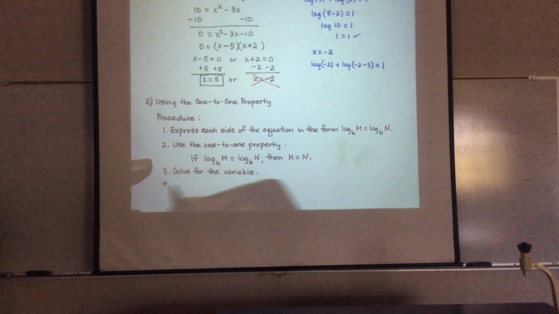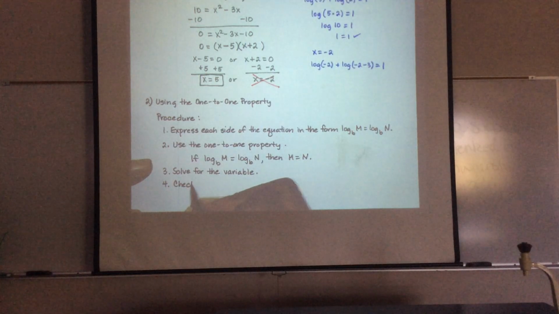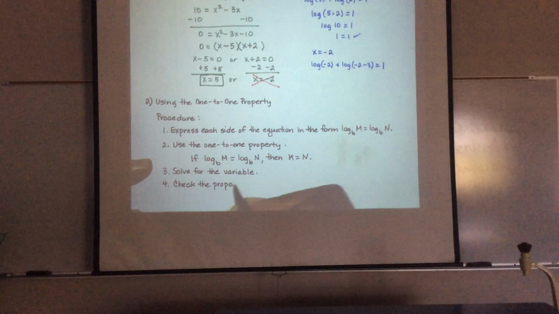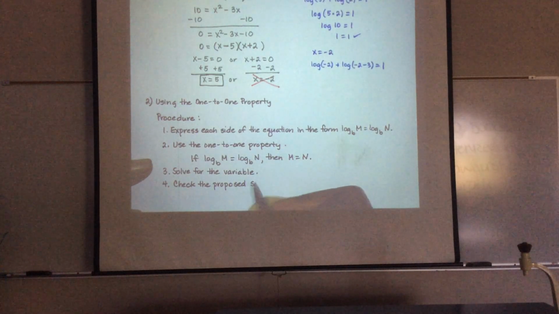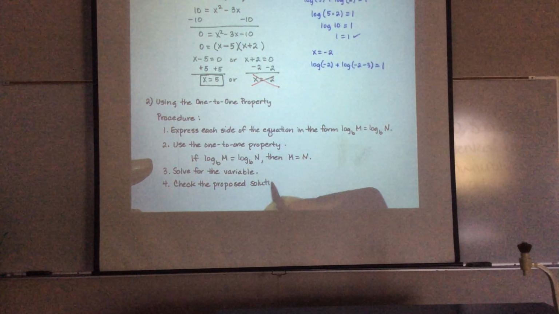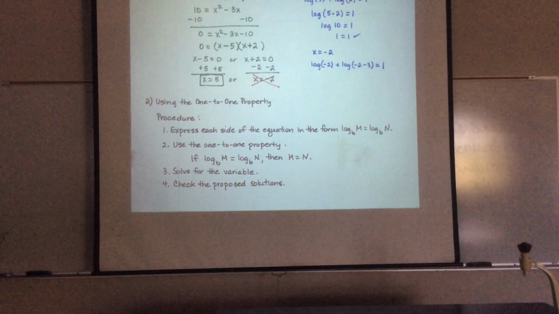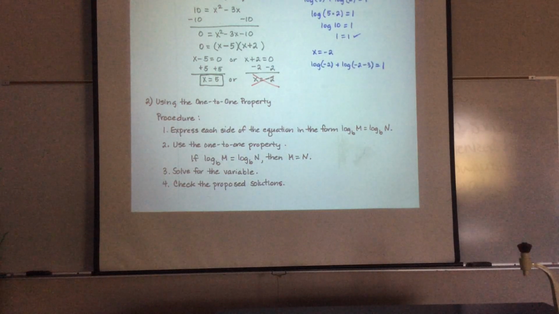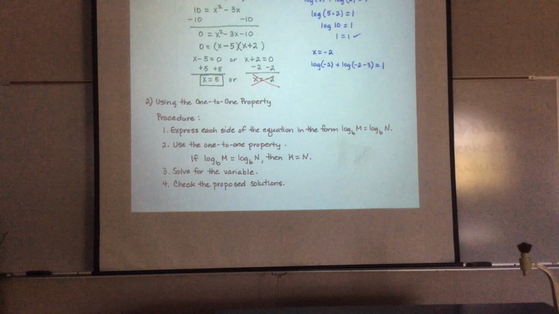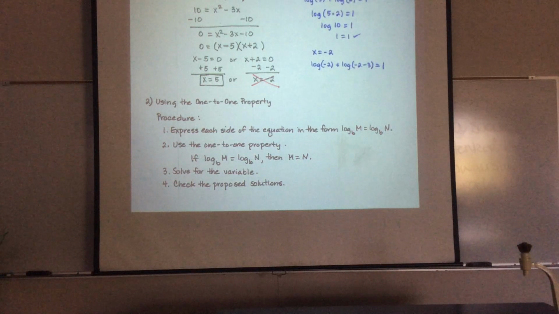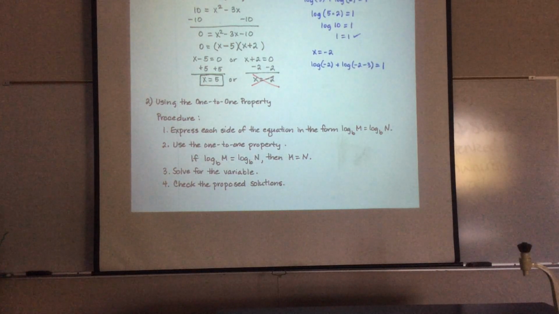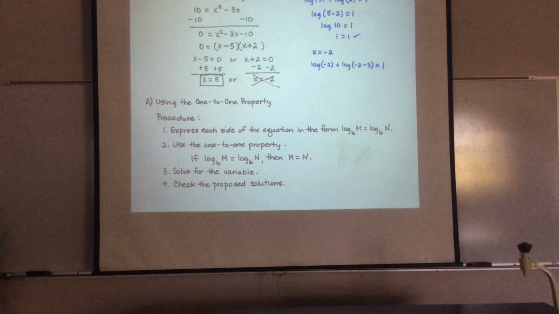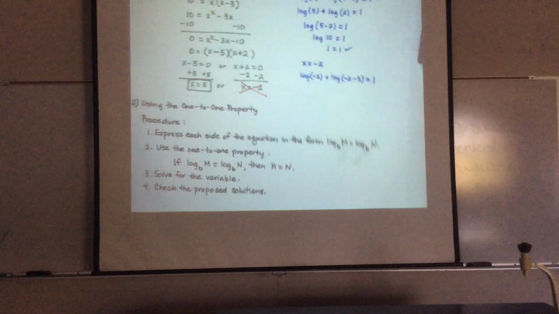And then number four is to check your proposed solutions. And again, you have to check your proposed solutions. You want to find out what values of x where you're not going to get a log of a negative number or the log of 0. And the same holds true for the natural log of 0 or the natural log of a negative number. Okay.